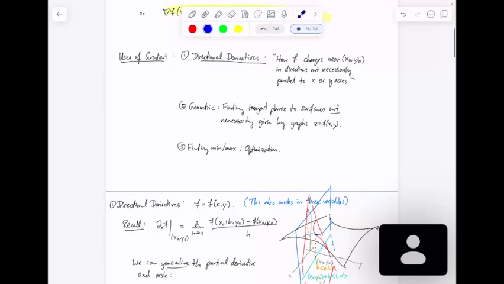And next class, tomorrow, we'll start with part 3, which is using the gradient to find the minimum and maximum of functions and ways to optimize. All right, so optimization.